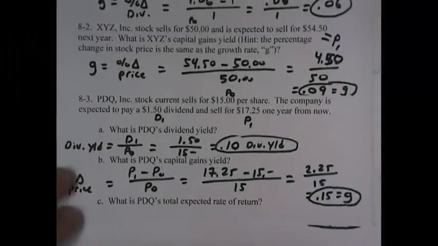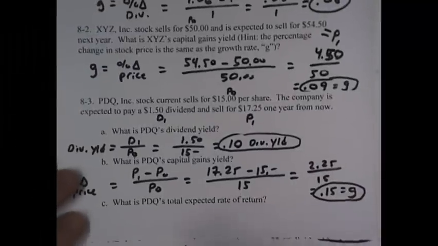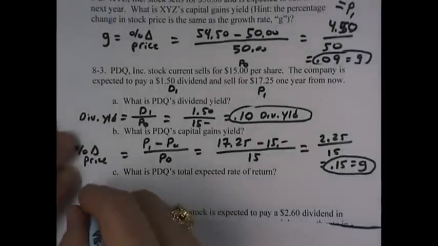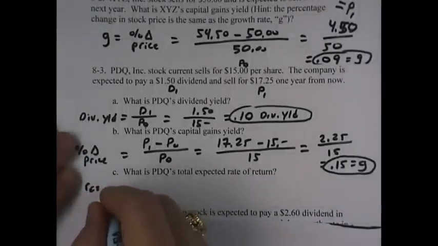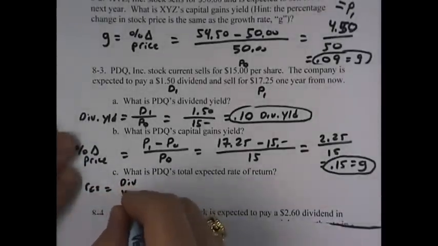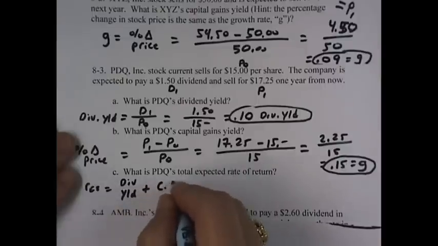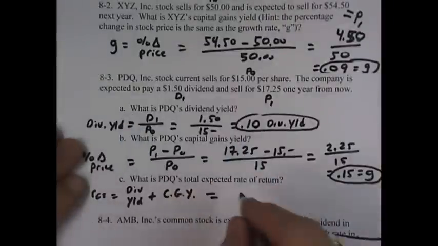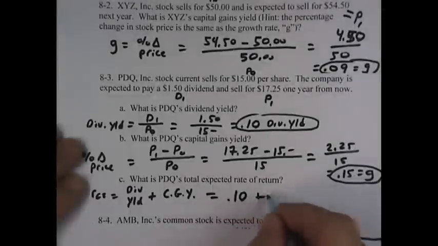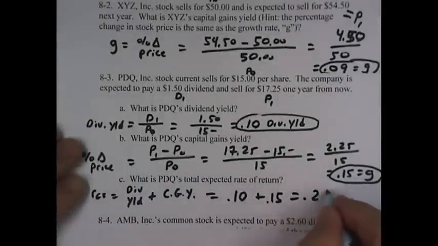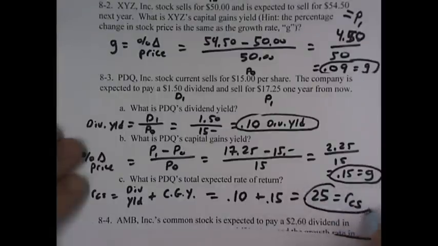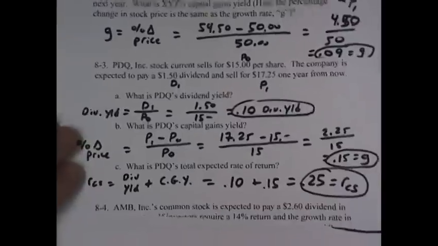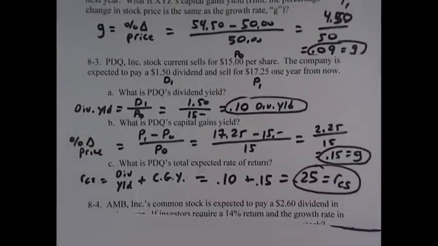Part C says, what is PDQ's total expected rate of return? The total return on a stock investment is the dividend yield plus the capital gains yield. So on this stock, in Part A, we got a dividend yield of 10%. In Part B, we got a capital gains yield of 15%. So if I buy this stock at its current market price, I would be expecting a 25% total rate of return on the stock.